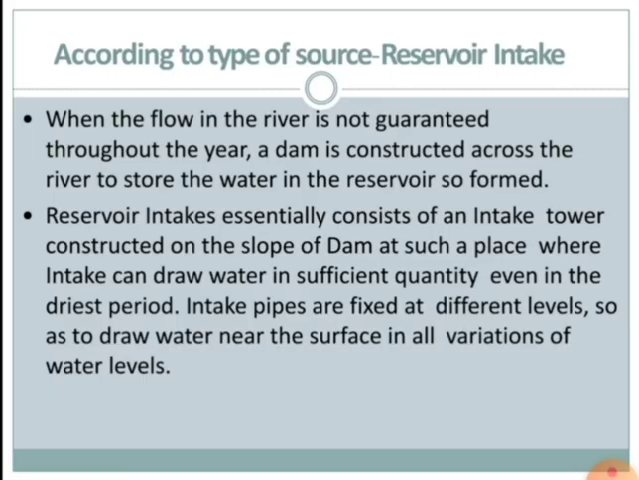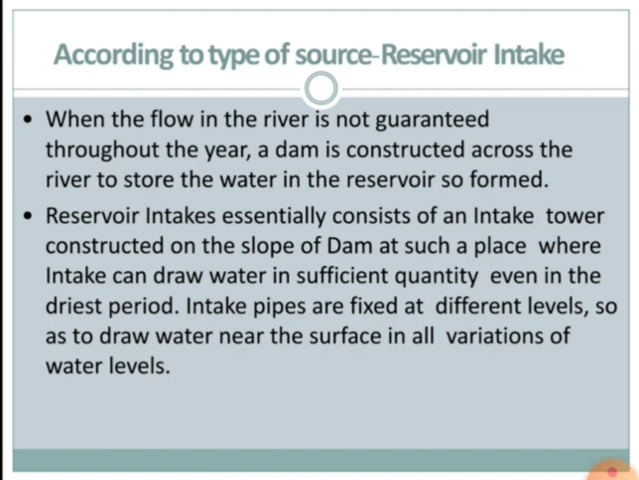The next type is the reservoir intake. Again, this is based on the source from which we are taking the water. Whenever the flow in the river is not guaranteed throughout the year, we will have to store water. We can't always guarantee that there will be water throughout the year. So during the rains, when there is water available in plenty, it will be stored by constructing a dam. And this type of intake, we call it a reservoir intake.